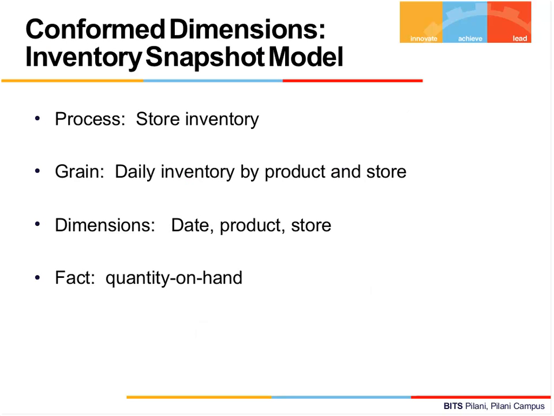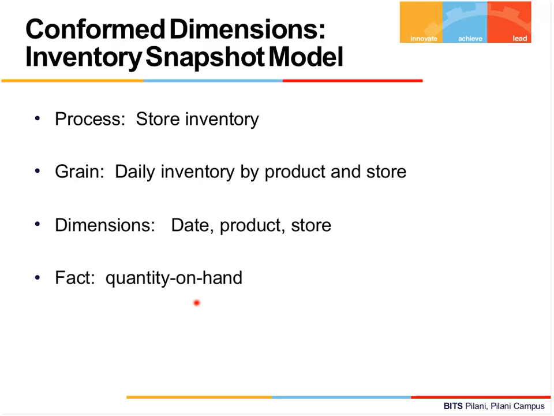The conformed dimensions. Before I go to conformed dimensions, I want to introduce another star schema here. It's kind of an inventory snapshot. In this case, we're trying to do store inventory. The green is the daily inventory of the product in the store. So daily inventory. What are the dimensions for this? Date, product, and store are dimensions, and the fact, quantity on hand, is your measurement.